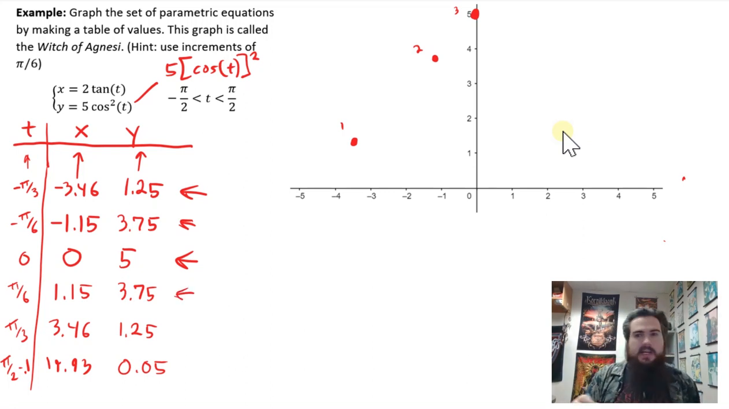Fourth point we have on the table is 1.15 and 3.75, which is the same as the second point, or at least the same height. Just the other side of the y-axis. And then the fifth point we have here is 3.46 and 1.25. Just like the first point we plotted, but on the other side of the y-axis. About there.